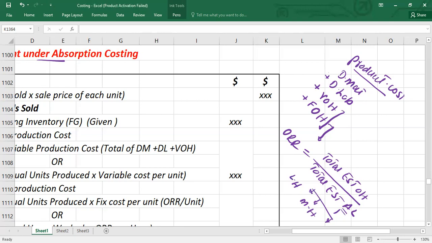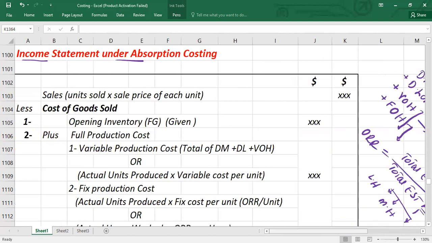Okay guys, for example, if the recovery rate is, let's assume, $2 for each labor hour. When we record the overhead cost into the product, we always need the actual activity level, because here the activity level is labor hours. So you need actual labor hours multiplied by the overhead recovery rate for each labor hour. This is how we absorb the overhead cost into the product. This overview was important to understand the income statement. So here we go guys, let's start with how to prepare the income statement.